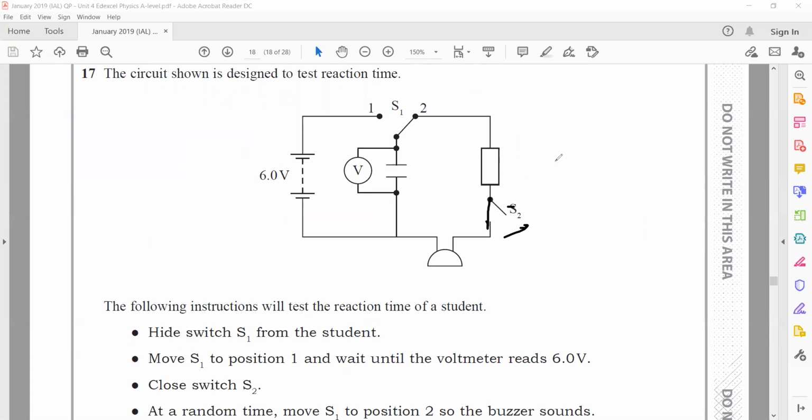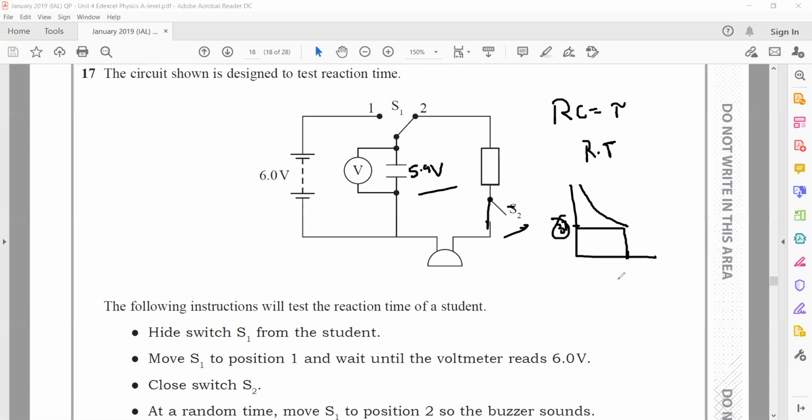And the same thing, if the time constant is too big, maybe the capacitor is not able to discharge at all. So both ways it will not work. It will work when the time constant, which is RC, matches with the reaction time of the student. When it matches with the reaction time of the student, the capacitor will discharge to approximately 37% of its original value. So we can easily recognize the voltage.